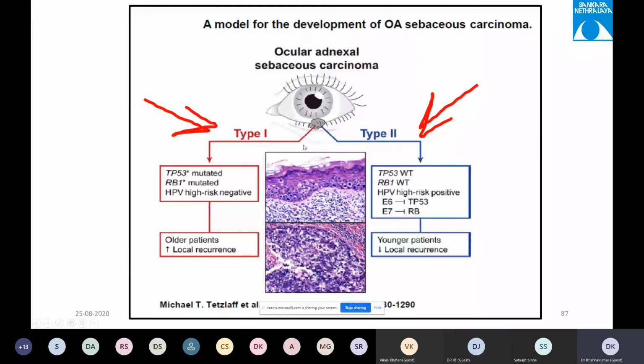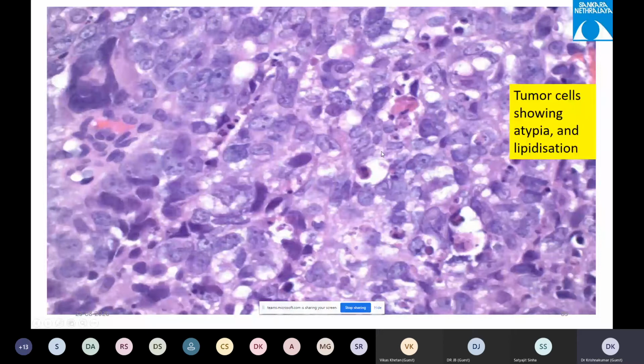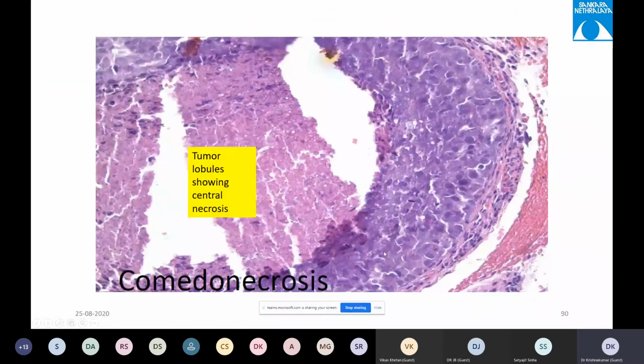Yes, see the histopathology. You find surface ulceration and tumor lobules infiltrating into the dermis. At higher magnification, you find cells having a lot of vacuolation, which means lipidization. You find a lot of pleomorphism, tumor giant cells, and necrotic cells. These vacuolated structures are suggestive of sebaceous gland carcinoma. Sometimes the tumor lobules can also show central necrosis. This is called comedonecrosis, which you see in breast carcinoma. This is because of rapid growth of the tumor and central hypoxia.